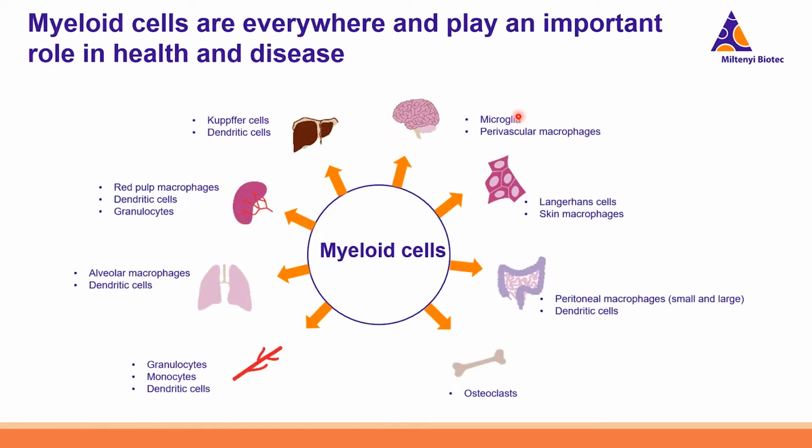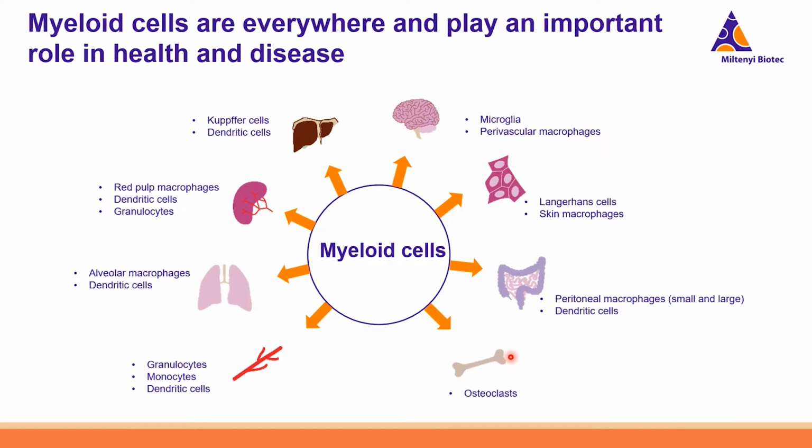Myeloid cells are present everywhere. So you find in the liver Kupffer cells and dendritic cells. And if you look at the spleen, you find red pulp macrophages, dendritic cells, as well as granulocytes. In the lung, you find alveolar macrophages and also dendritic cells. Present in the blood, you find granulocytes, monocytes, and dendritic cells. And an example of myeloid cells in the bone are osteoclasts.